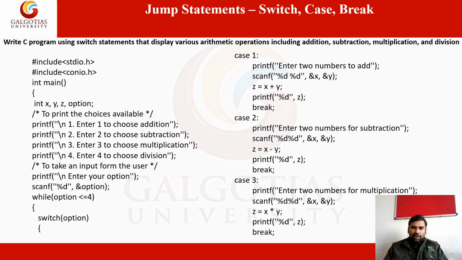So while the option is less than 1 or greater than 4, what happened? This is an invalid option. So we can add an extra condition also. The option should be 1 to 4, that is, greater than or equal to 1 and less than or equal to 4. This is the condition, so only then will the particular switch case be executed.